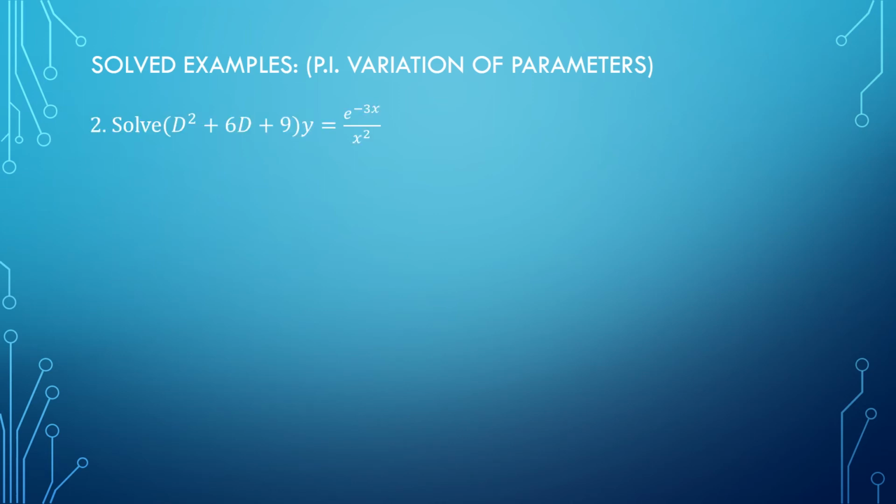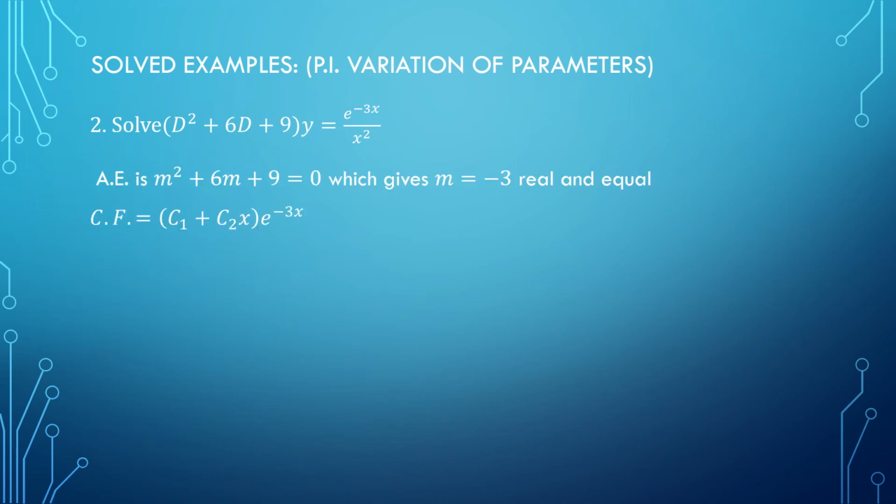Here I have the expression e to the power minus 3x upon x square. This is a combination of two functions, but because of that 1 upon x square, I won't be able to solve it using the shortcut method which we studied earlier. Again, we'll go with finding complementary function. Since here my roots are real and equal, I have got two functions. The function with C1 I'll term as y1, and the function with C2 I'll term as y2.